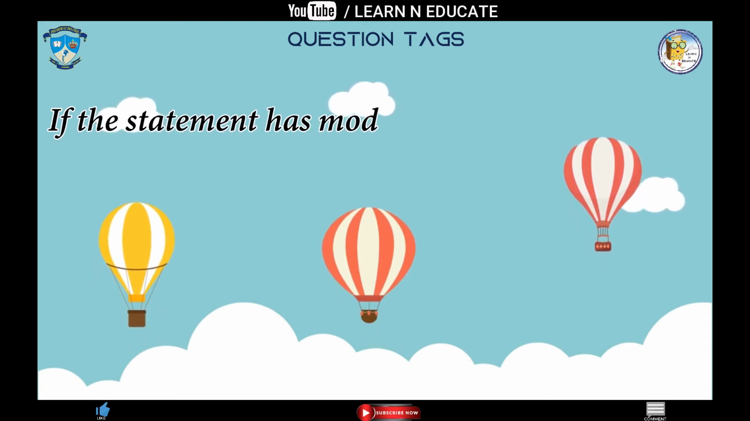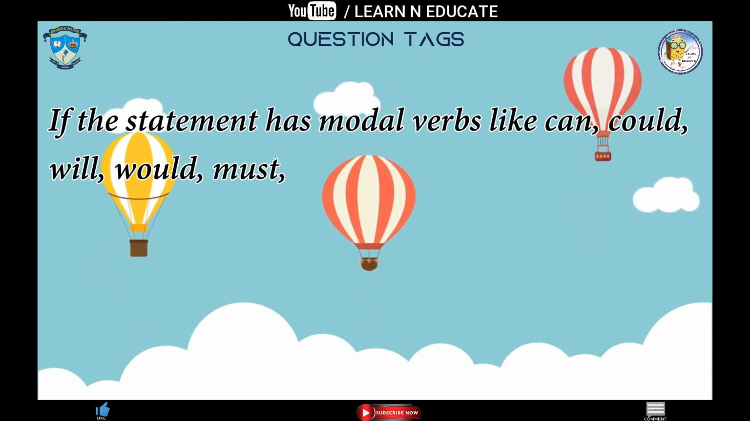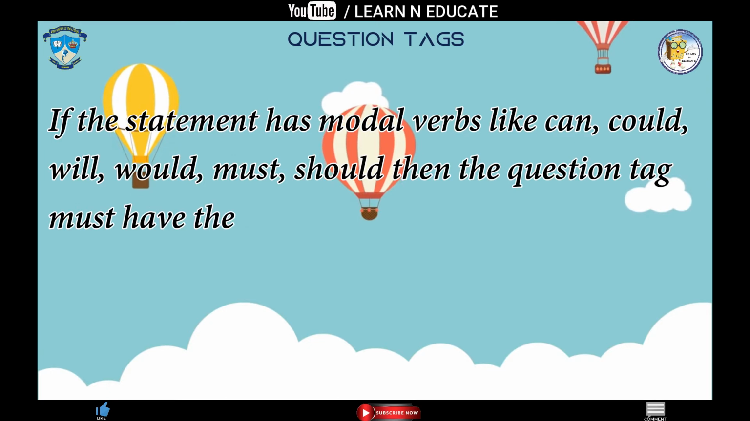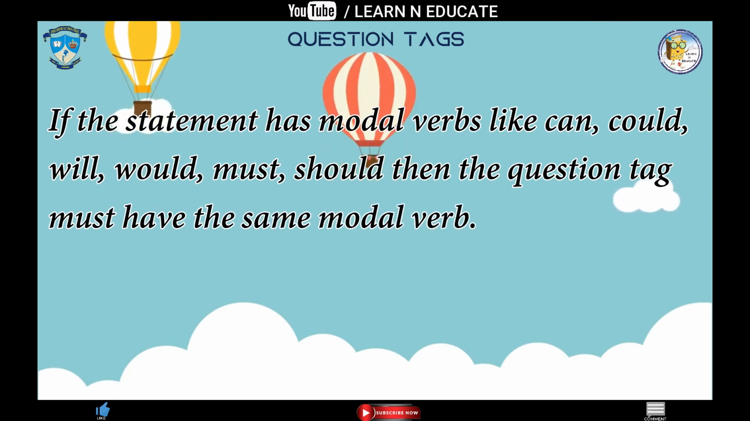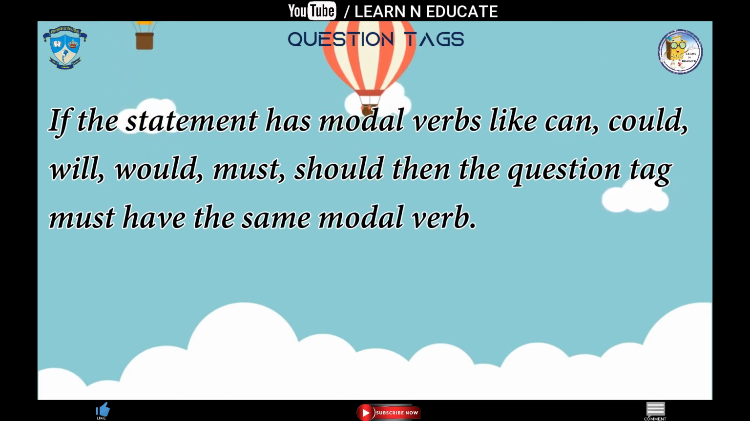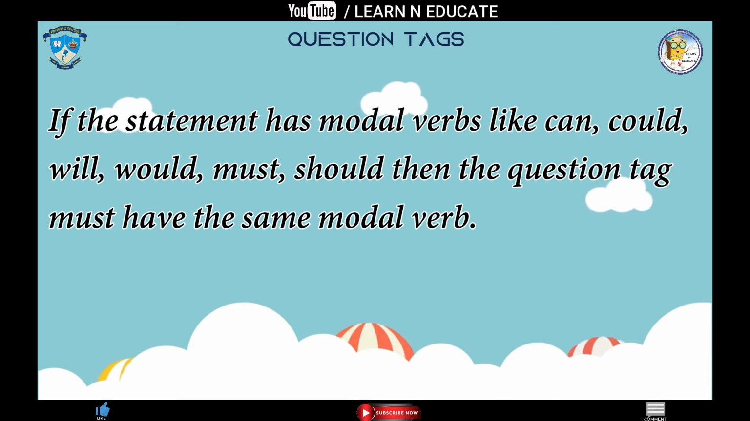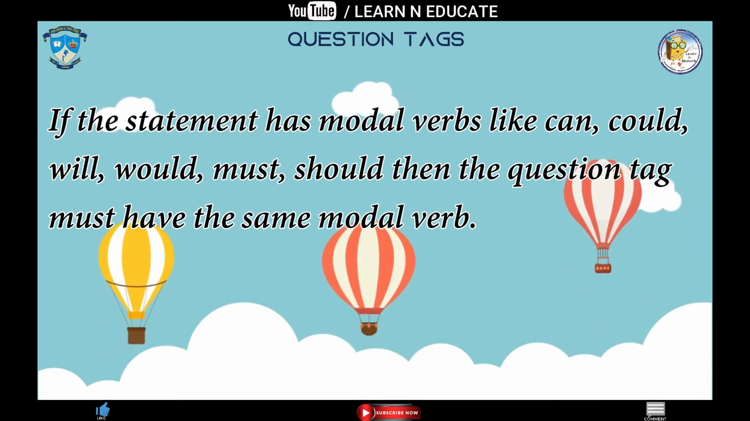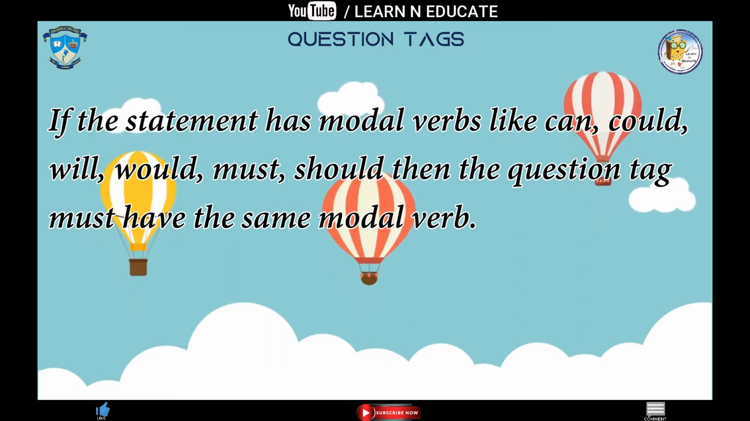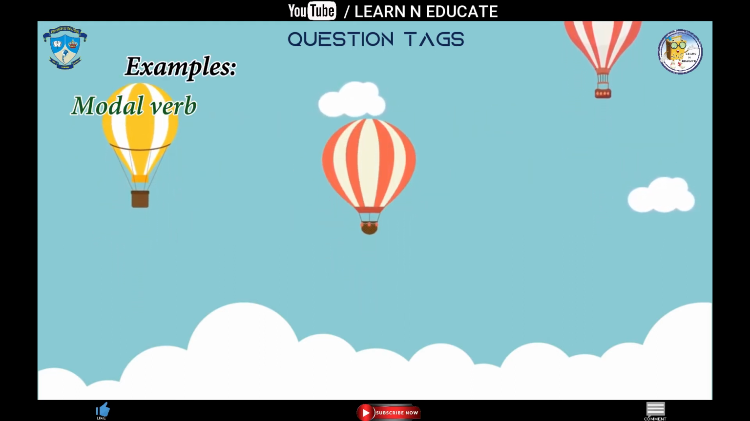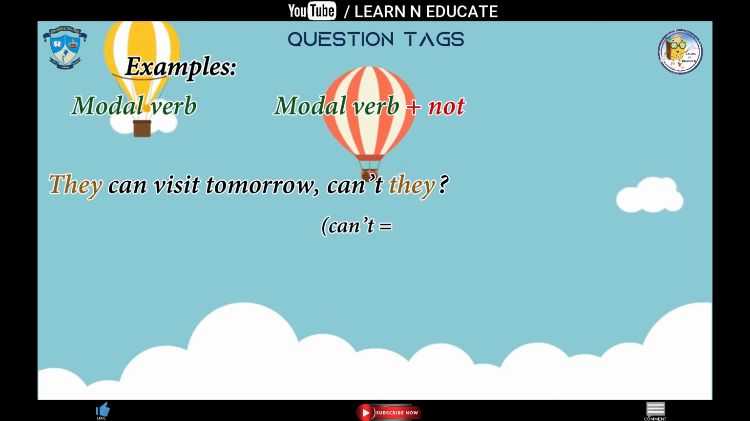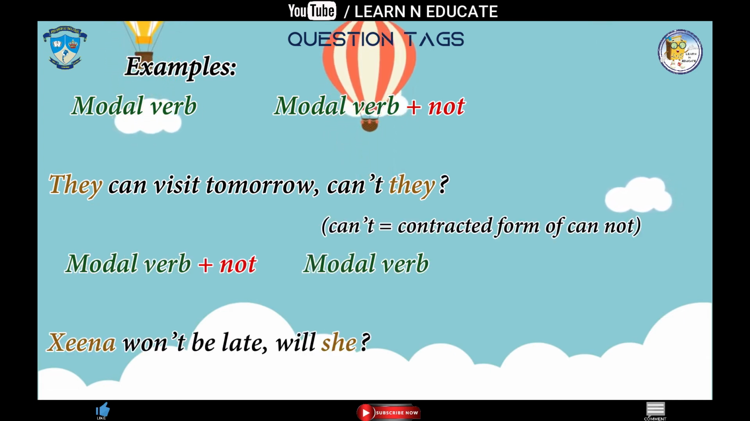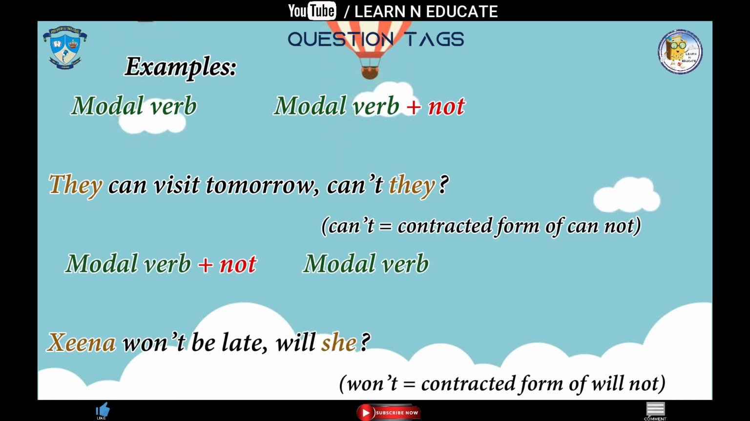Now let's see if the statement has modal verbs. Modal verbs are can, could, will, would, must, should. Then the question tag must have the same modal verb. As we were having the same auxiliary verb earlier, similarly we'll have the same modal verb in the question tag as in the given main statement. Let's see few examples. They can visit tomorrow, can't they?